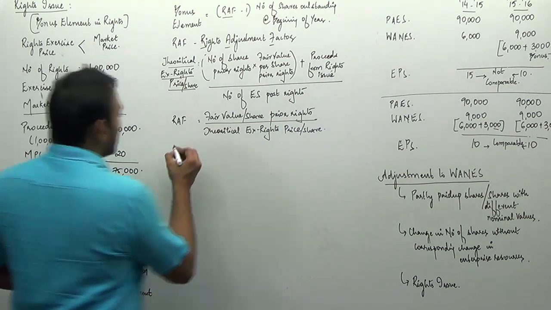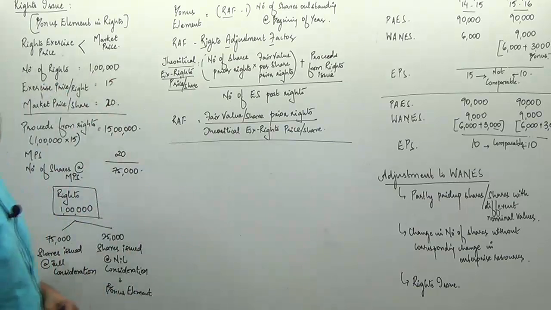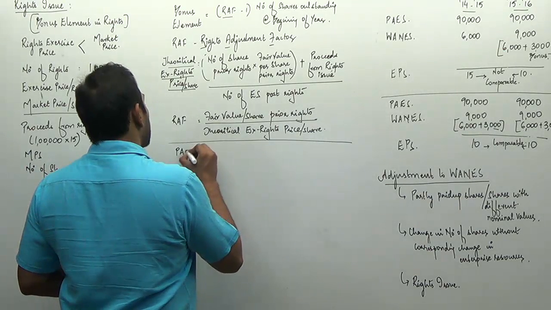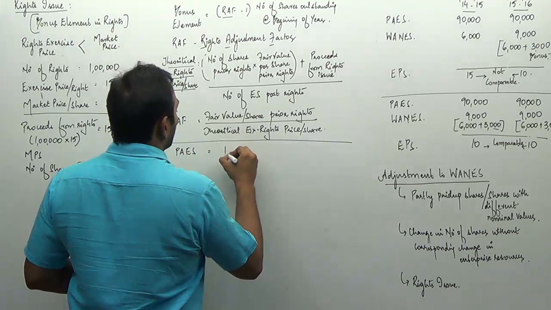Let's take an example and let's try to understand this. Let us say my EPS is about 1 crore.